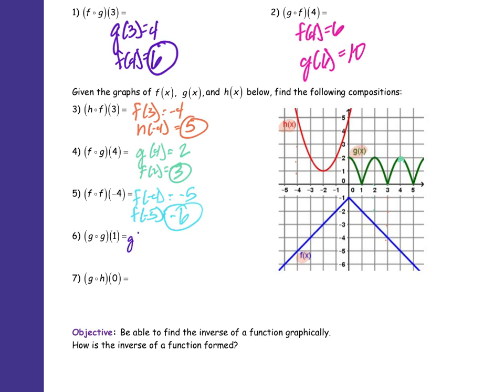g of 1. Number 1, g is 0. And then g of 0 is 2. And last but not least, h of 0. h of 0 is 5. And g of 5. g of 5 is 0. Okay, questions on that? Are we okay? Okay, awesome.